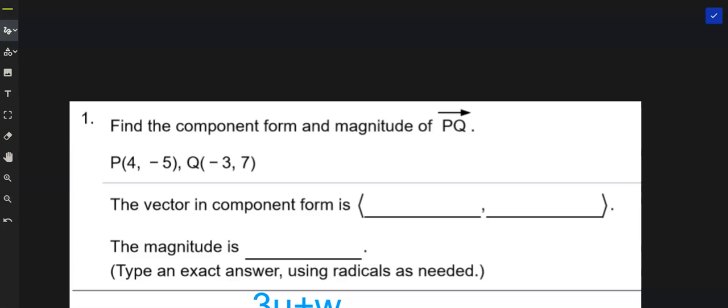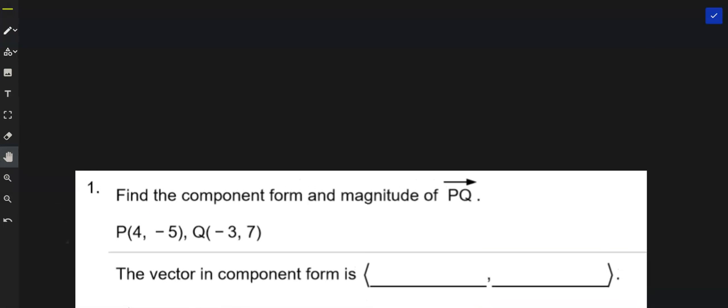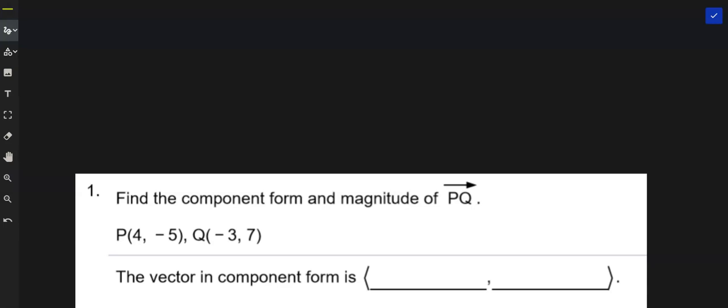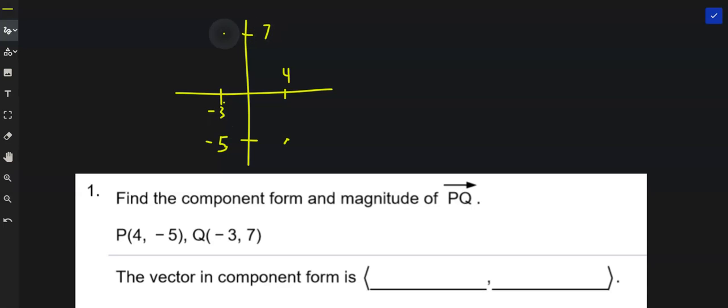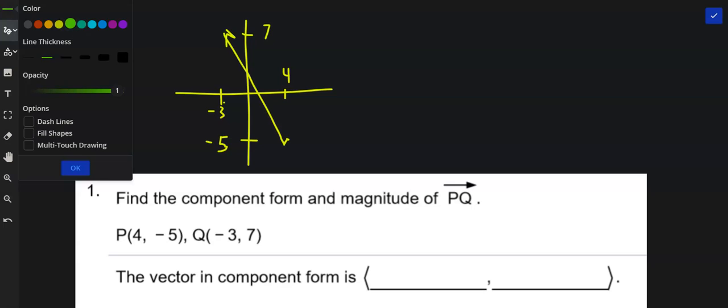6163 review here. I personally, for a question like this, would draw. So let's see here. We've got a starting point at 4, -5, and a stopping point at -3, 7. What are the components of that?